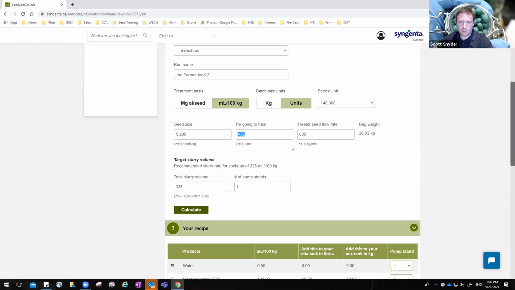Your treater here, since we said units, is going to be asking for units. So let's say it's 4 totes, so that'd be 160. And then your treater seed flow rate.